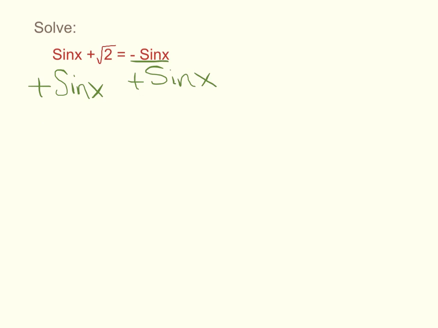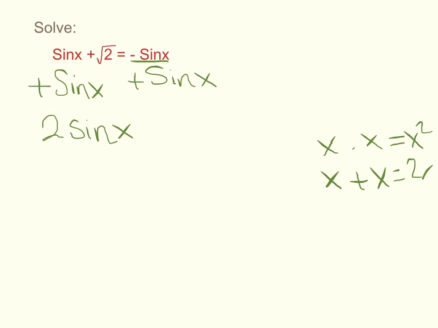So now sine x plus sine x is 2 sine x. Please don't get confused and say it's sine squared x. I see that error all the time. We're not multiplying, we're adding. X times x is x squared. But x plus x is 2x. Similarly with sine x, it's a function, so it's not x necessarily, but it has the same rules.